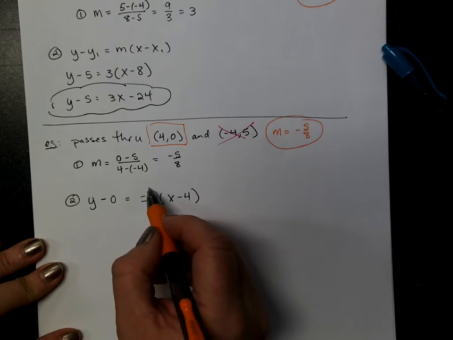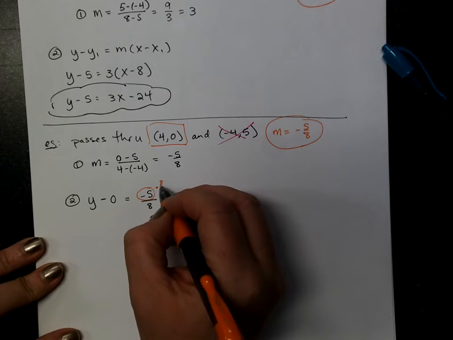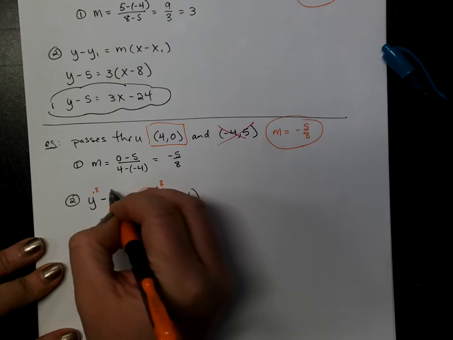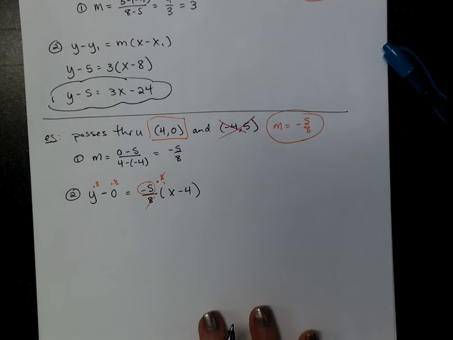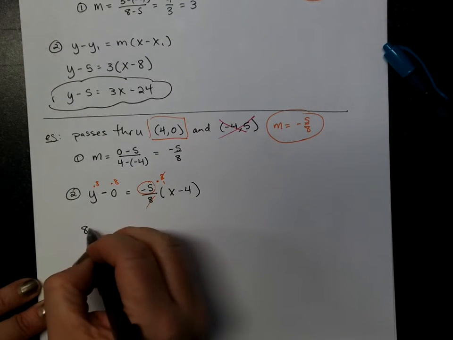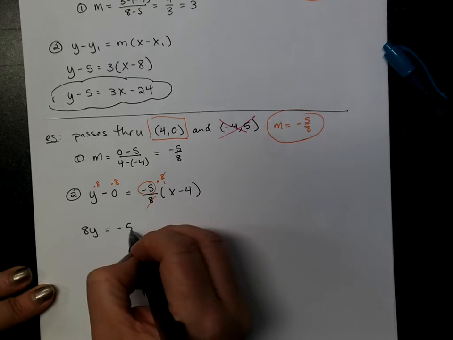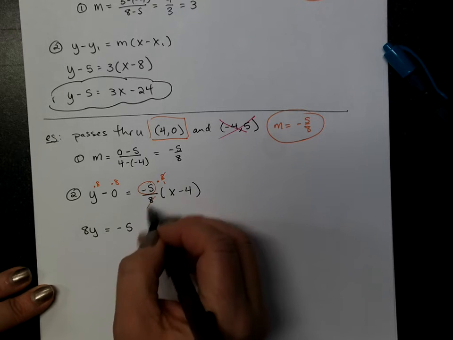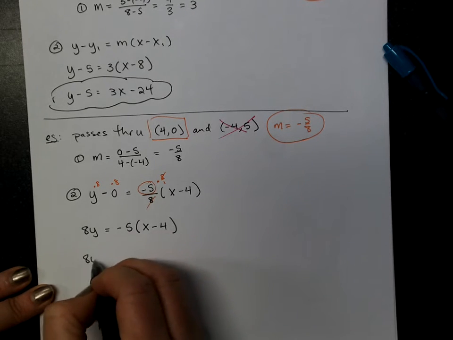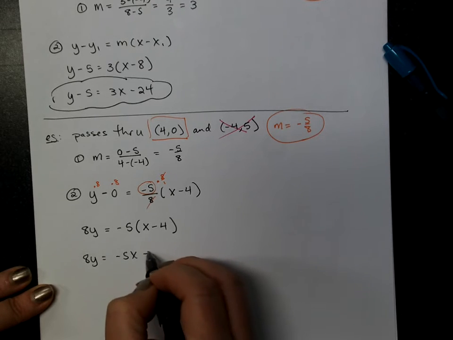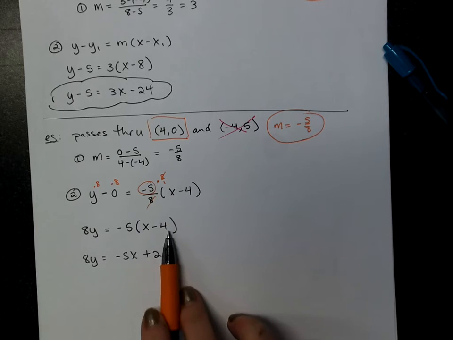Now, I'm going to protect that. And what's my LCD? Everything times 8 over 1 here, so it cancels out. And I get 8y, and of course minus 0, so I have to write it, equals negative 5 was protected. I canceled out the 8's. Negative 5 times x minus 4. And careful when you distribute. Negative 5x, positive 20.